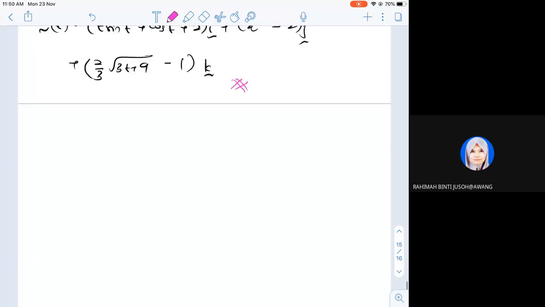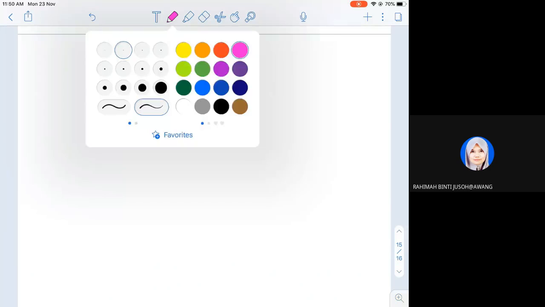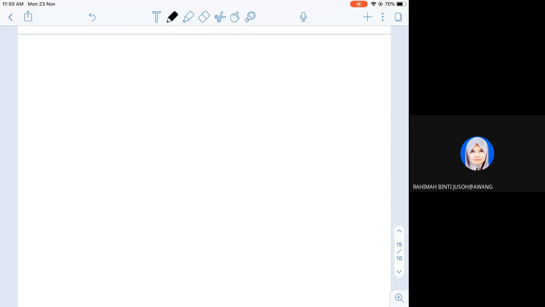Okay, the last topic for today's lecture. We have a tangential component and normal component, guys. Tangential and normal component of acceleration. Okay, tangential component of acceleration.